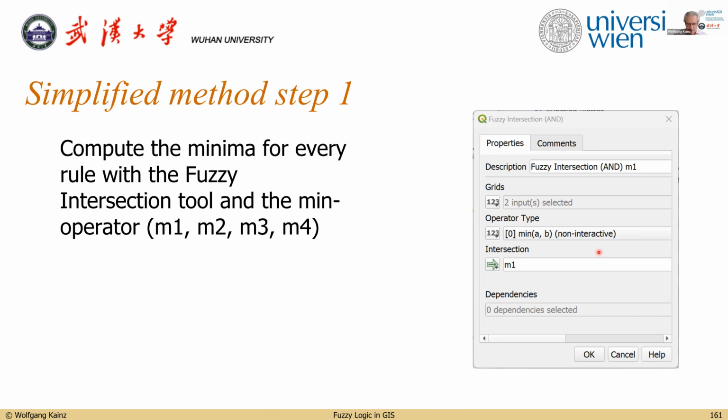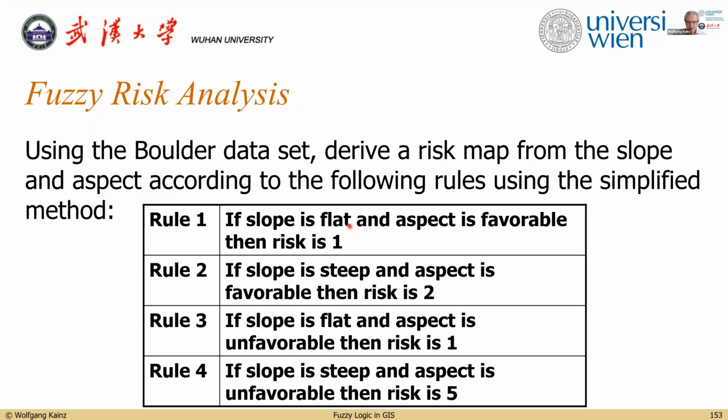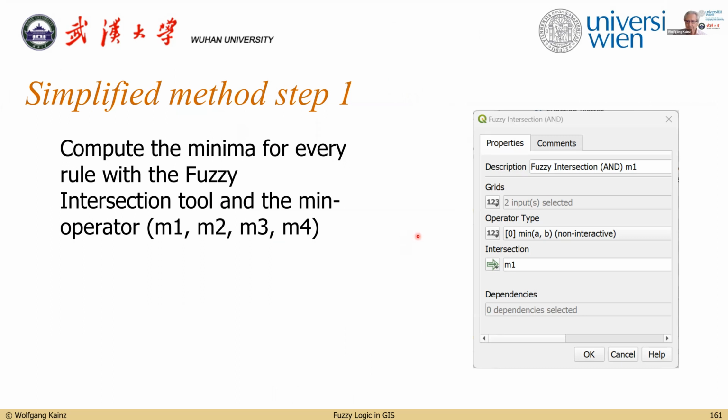If you remember from the discussion of the simplified method, we have to take our rules. Our rule number 1 has flat slope and favorable aspect. So we have to compute the minima of flat slope and favorable aspect. In this case, I used the tool fuzzy intersection, with the method using the minimum of the two values. That's a tool in QGIS, and we select flat slope and favorable aspect as the input rasters, or grids, that we need to compute the minimum of, and the result we call M1.